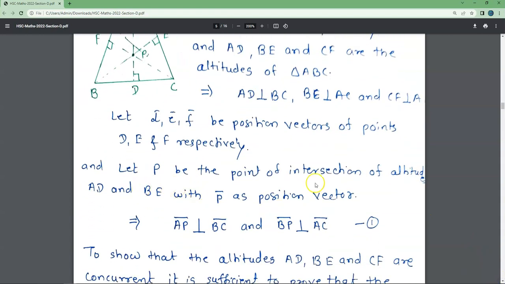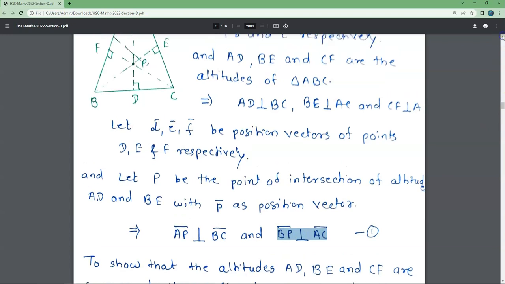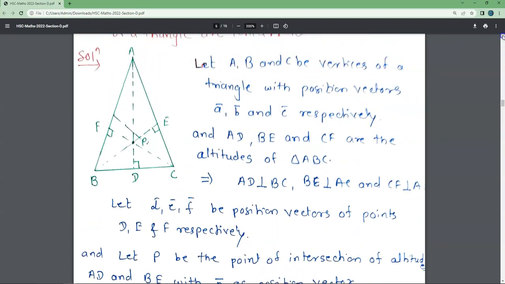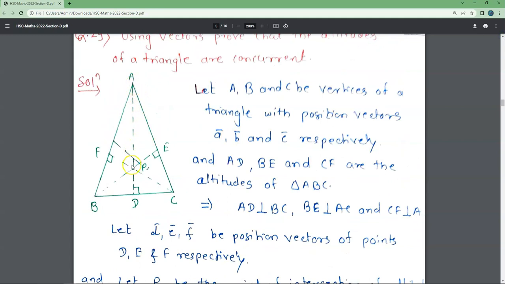Now P is the point of intersection of AD and BE, with P bar as the position vector of point P. AP is perpendicular to BC, and BP is perpendicular to AC. See, AP is perpendicular to BC, obviously. जर ही लाईन तुम्ही पुढे खेचली तर BC ला perpendicular राहील. And BP is perpendicular to AC, right?